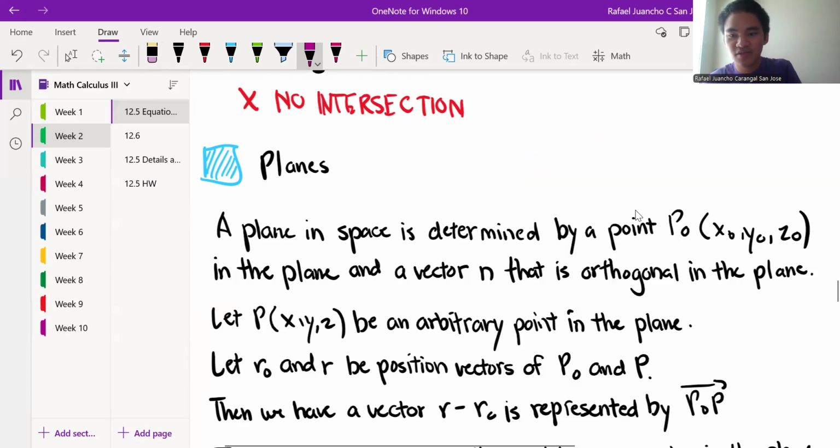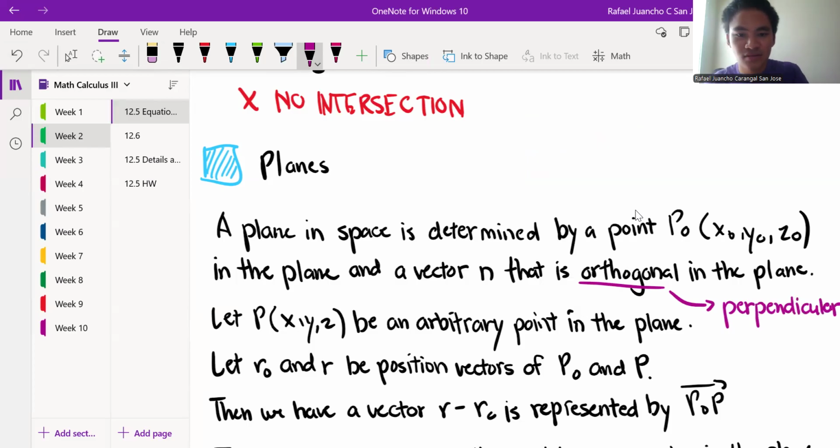Orthogonal also means perpendicular. So how is that going to look? Let's say we have this plane and a vector that's orthogonal. Let's say that's n, vector n pointing up. It's orthogonal if it's 90 degrees. So we need a perpendicular vector to the plane.